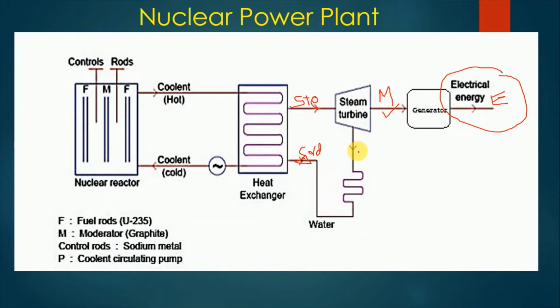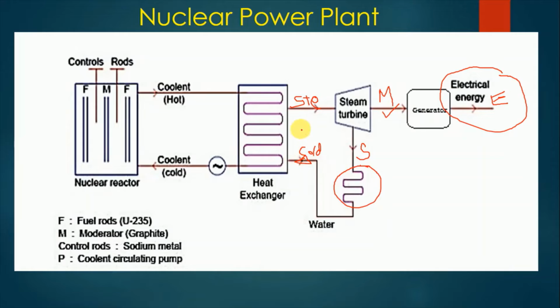Then the steam which is coming out here is low pressure steam, and that will enter into the condenser. This particular device is called a condenser. So in the condenser the steam will get converted into water. In the condenser the condensation process occurs, meaning conversion of the gaseous form into the liquid form. So steam will get converted into water, and that water will be again supplied.